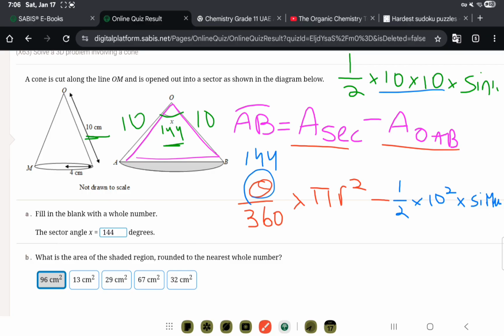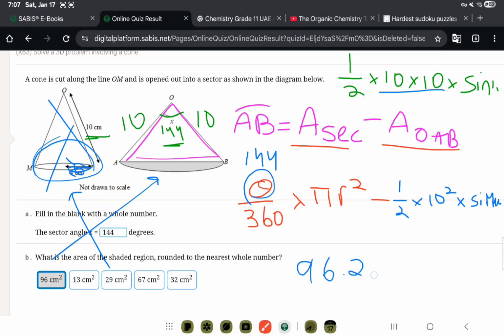So on my calculator, 144 over 360 multiplied by pi times r squared, where r is 10 in this case, because we're talking about this sector. There's no shaded area here, so leave 4 as the radius. You don't ever use it for this part. Then minus 1 over 2 times 10 squared times sine 144. So what you get is 96.2. Okay, that's it.